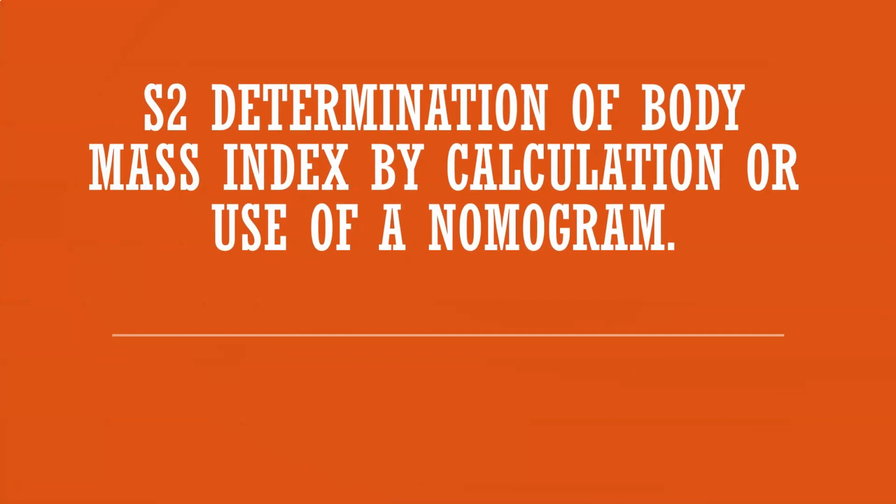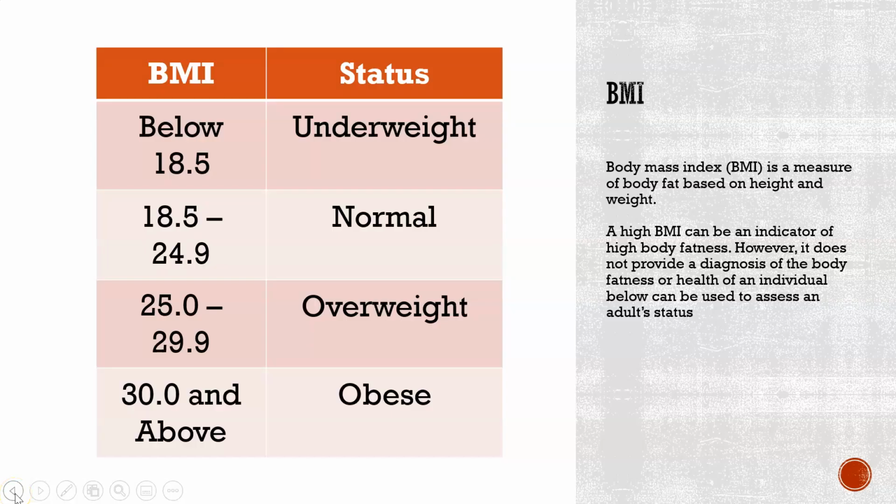Skill 2, determination of body mass index by calculation or use of a nomogram. So here we're looking at BMI. This is where we look at body mass index. It's a measure of body fat based on height and weight. It can be used as an indicator of high body fatness. However, it does not provide a diagnosis of body fatness or the health of an individual. Okay, so that's the diagram there. If you've got a BMI of 18.5 to 24.9, then you're classed as normal and so on. But it's not an accurate measure of the person's health and fitness.